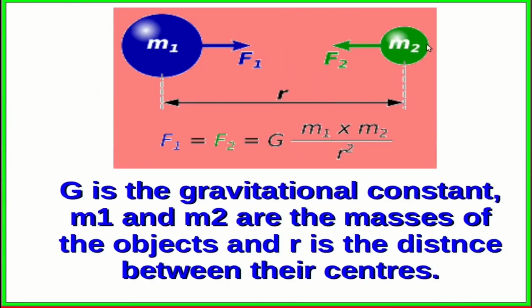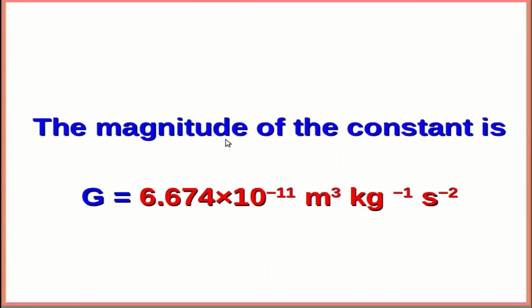So these are the two masses, m1 and m2. r is the distance between the centers of these masses, and these two attract each other. So the forces are equal and opposite. And the formula for this gravitational force is given by F = G m1 m2 / r², where G is known as the gravitational constant. The magnitude of this constant is G = 6.674 × 10^-11 meter cubed per kilogram per second squared.